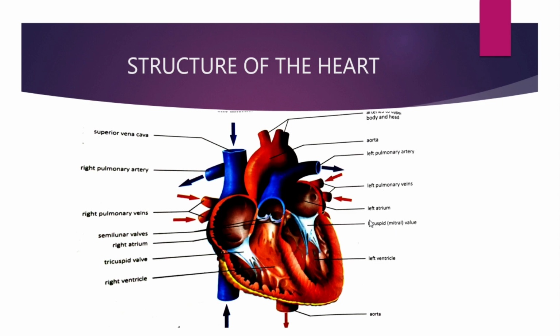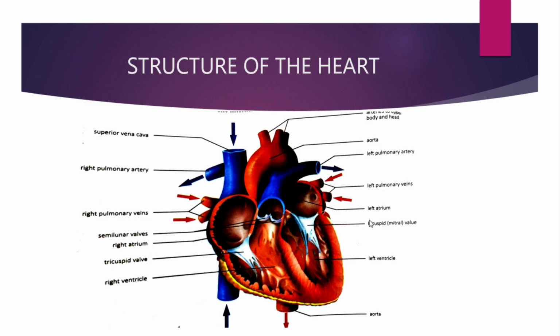There are some vessels present on the surface of the heart, which are known as the coronary arteries. These coronary arteries supply the heart. The heart is also an organ, so it also needs blood and oxygen to survive, to work, and to respire. So that oxygen is being supplied in the form of blood to the heart by the coronary arteries.